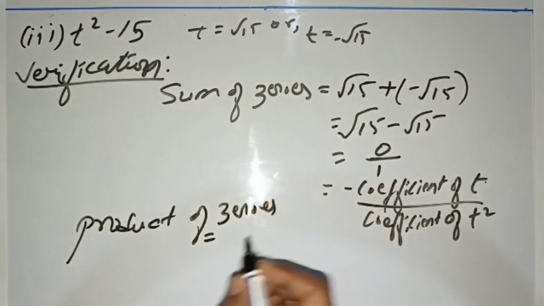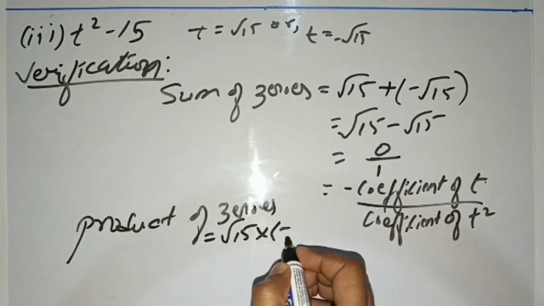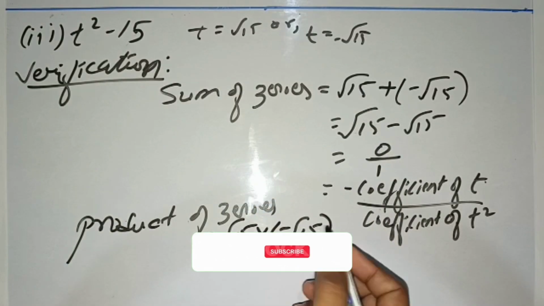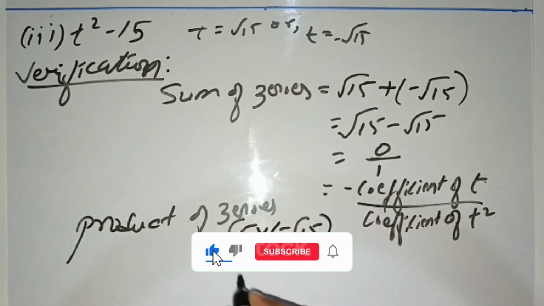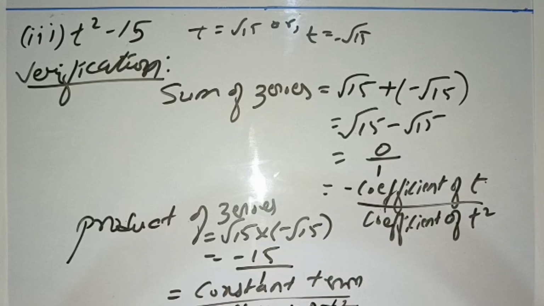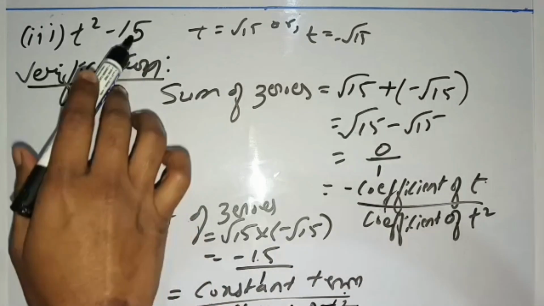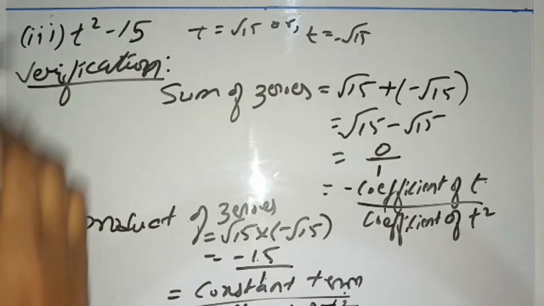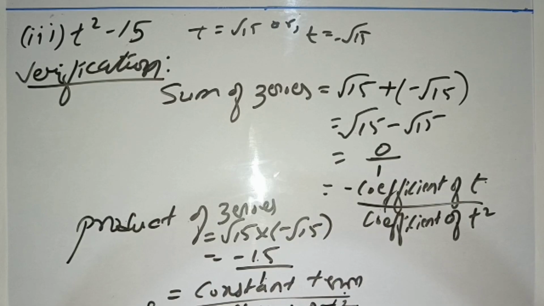Now for product of zeros, we have to multiply root 15 into minus root 15. Root 15 into root 15 is 15 and minus 1. So the formula will be constant term by coefficient of t square. Constant term is minus 15, correct? And coefficient of t square is 1. So hence verified.